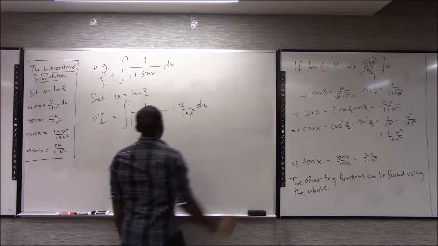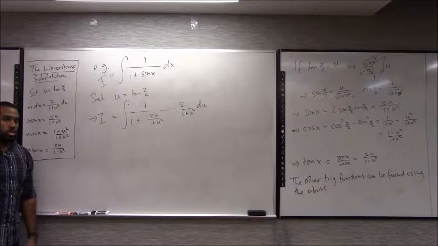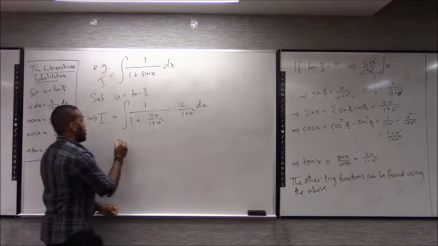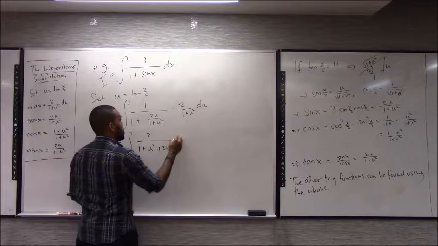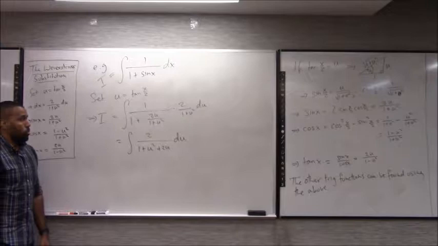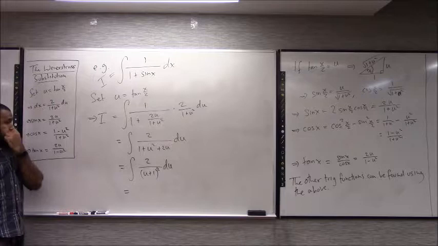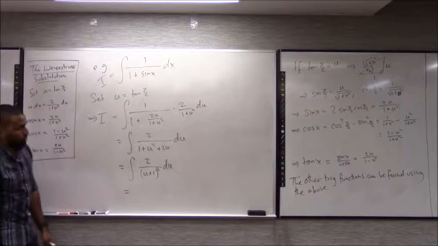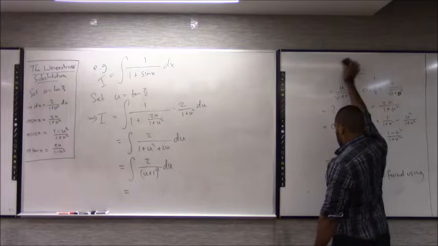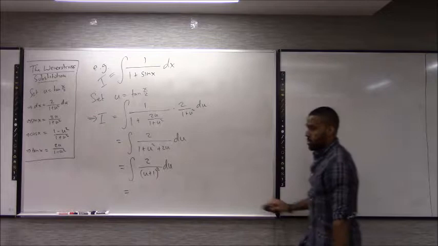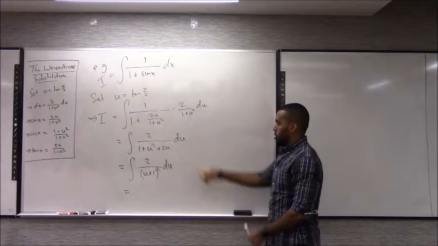And so this integral, which was once a trig integral, is now purely a rational function, because now I can multiply these across. This is going to be 2 over 1 plus u squared plus 2u. Which is surprisingly not bad. This is actually u plus 1 all squared. And what's the integral of that? The integral of 2 over u plus 1 all squared.